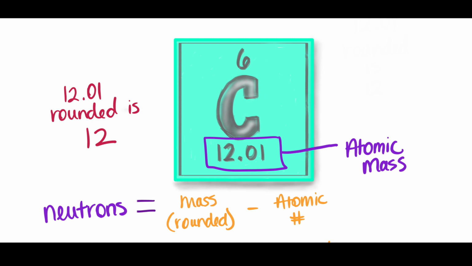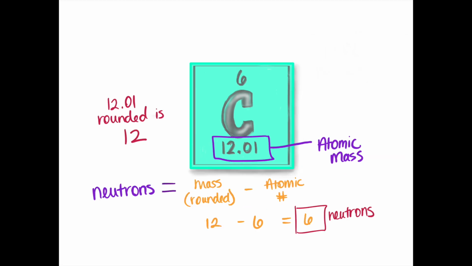So the atomic mass here for carbon is 12.01, which would round to 12. You'll subtract the atomic number, which is 6. 12 minus 6 is going to equal 6 neutrons.